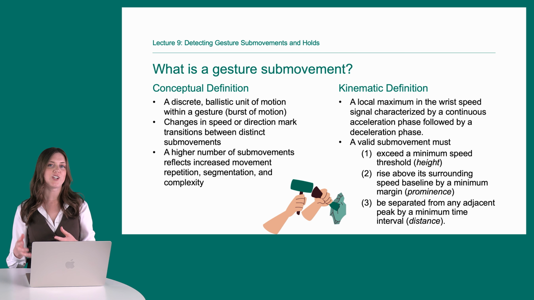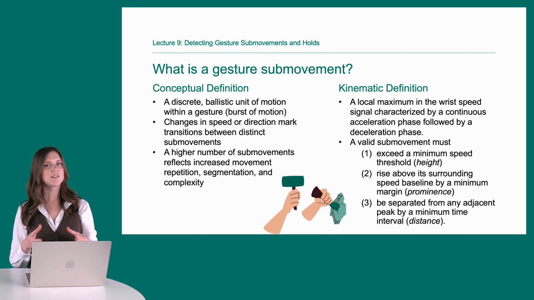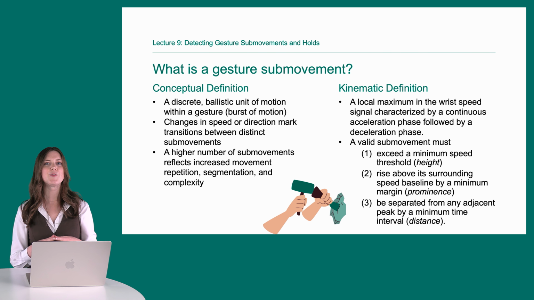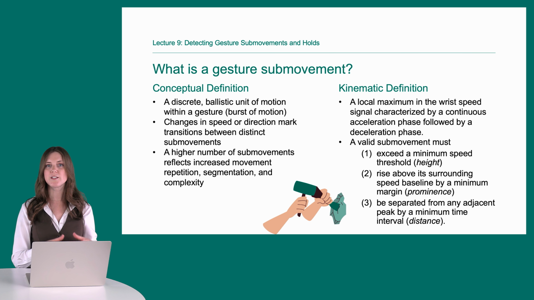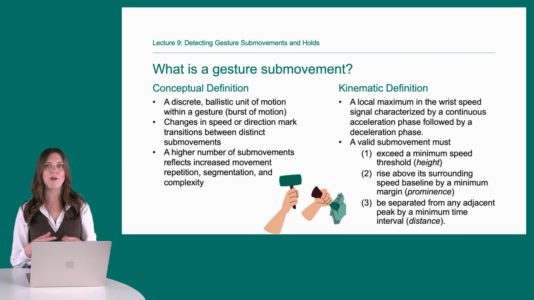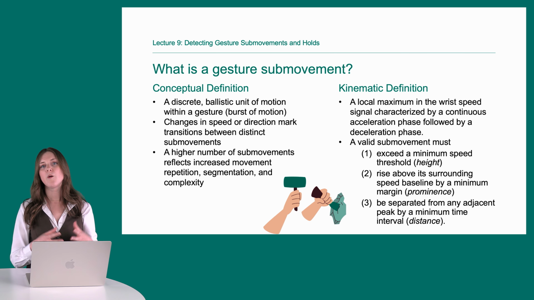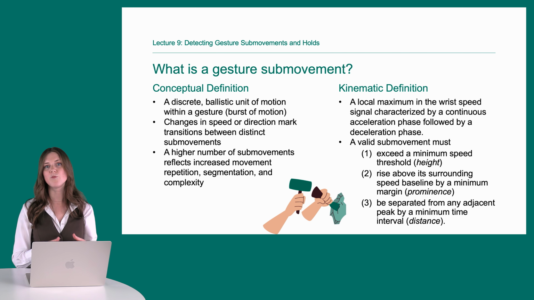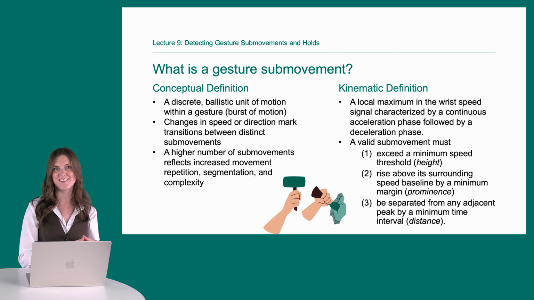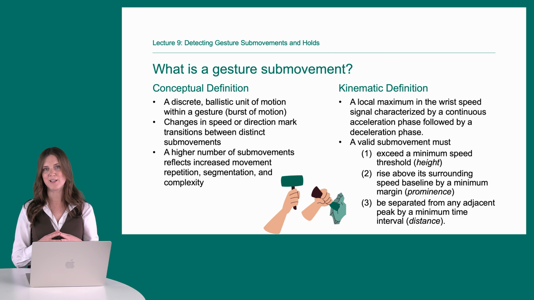When we identify gesture submovements, we're going to define a few parameters or criteria that submovements must meet. This includes a minimum speed the wrist must reach, how high it rises from the baseline speed around it, and how far apart in time two submovements can be. We refer to these as height, prominence, and distance, and I'll give you some concrete examples now.